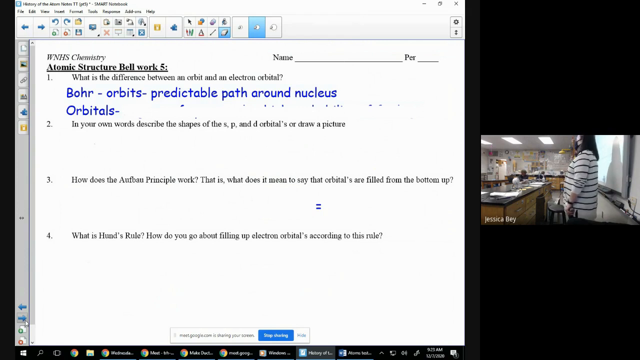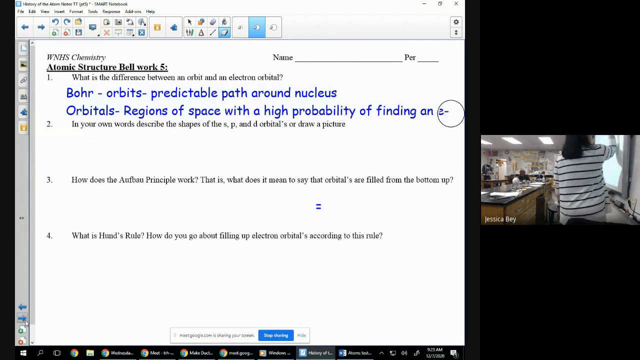Okay, you don't really know where an electron is. So based on Schrodinger and de Broglie and Heisenberg's work, we don't know exactly where electrons are. So what they did was they paid a little homage to Bohr and just made it really confusing for everybody. And instead of orbits, they called these things orbitals. And orbitals are regions of space with a high probability of finding an electron. Okay, so they're no longer these little paths that electrons travel on. Now they're these regions of space.